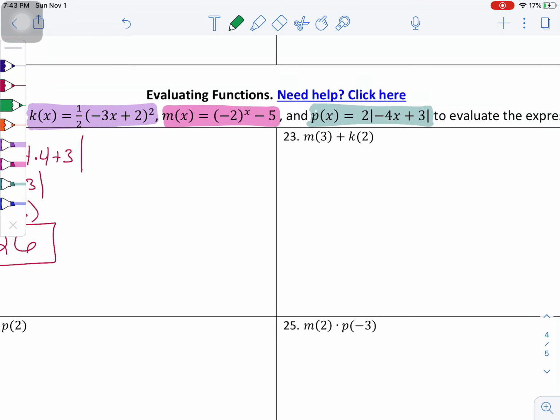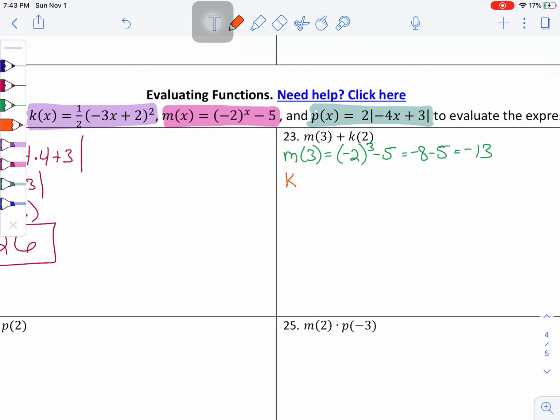So I've got m of 3. So let me do that part first. So m of 3 is going to be this m function. And everywhere I have an x, which in this case is only one x, I am going to replace it with the number 3. All right, so negative 2 cubed is going to be negative 8. Negative 8 minus 5 is negative 13. So that's m of 3.